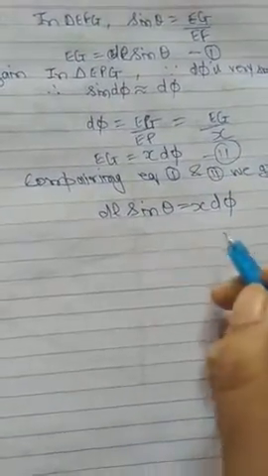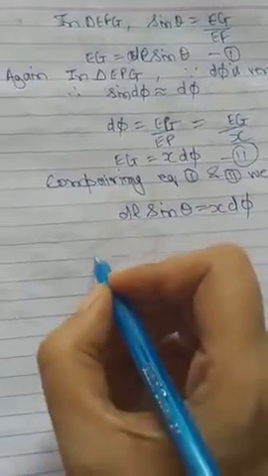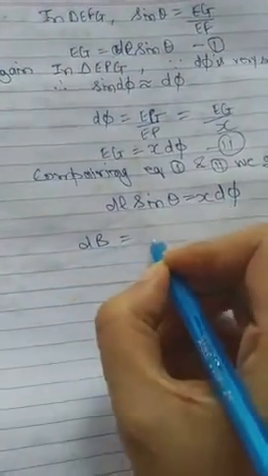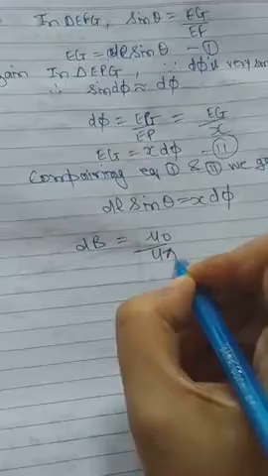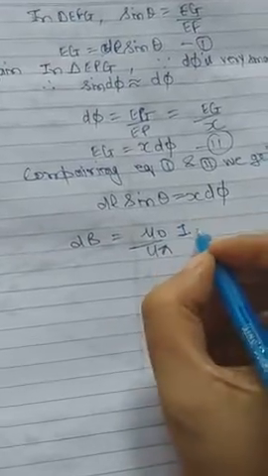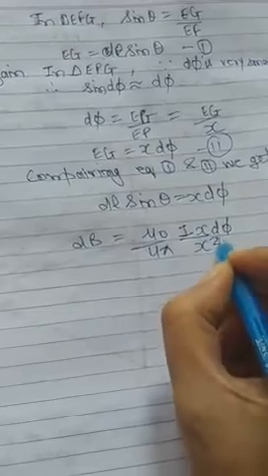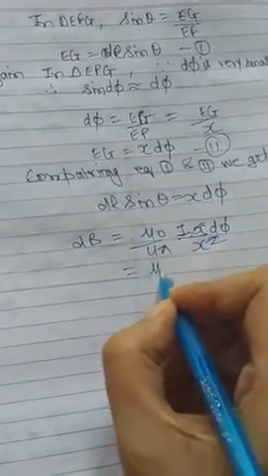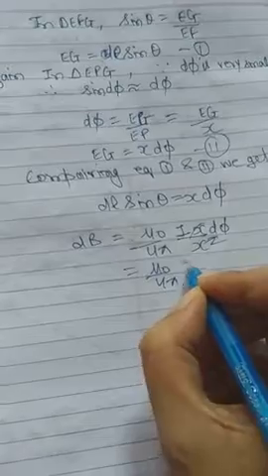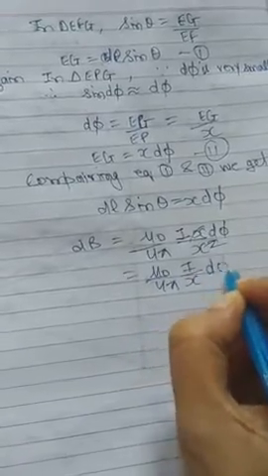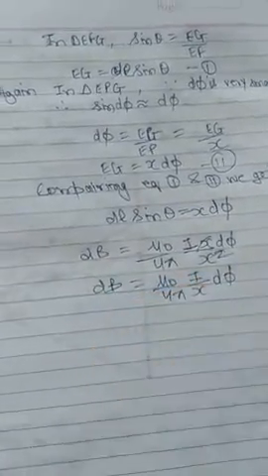So here dl sin theta will become equal to x d phi. So dB will become equal to mu naught by 4 pi, I dl sin theta, which is now I x d phi, divided by x square. One x will cancel out. So what will we get? Mu naught by 4 pi, I by x, d phi, equal to dB.